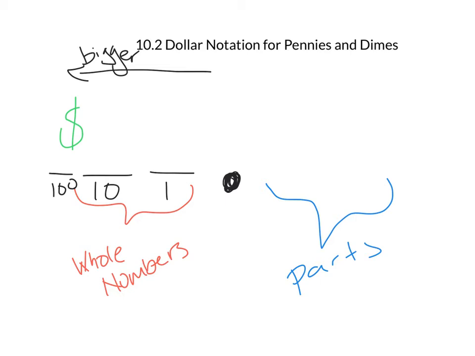Well, this decimal point is kind of like a wall. It's a dividing line between the whole numbers and the parts of a number. Now, when we look at the parts of the number, it continues to the right. And as we go to the right, it gets smaller.